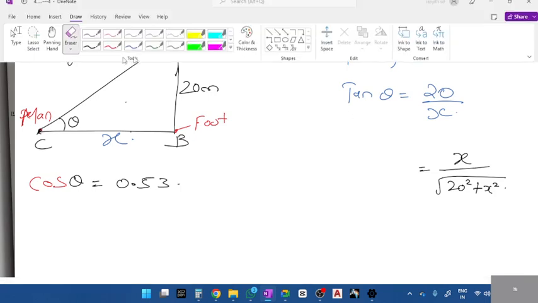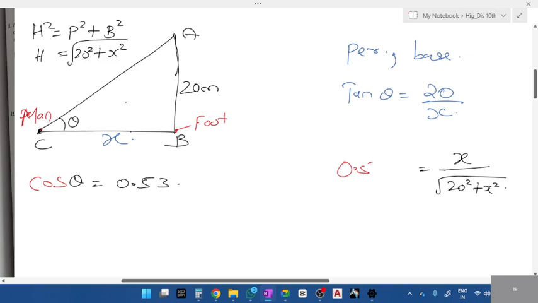Did you understand this? We took the cos theta value because the value is already given. You can't convert it into a fraction. You can't find tan theta. So just ignore tan theta. With the help of 20 and x, find the hypotenuse. 0.53 equals x over root of 20 square plus x square. In this, what do we need to find? What do we need to find here? X.